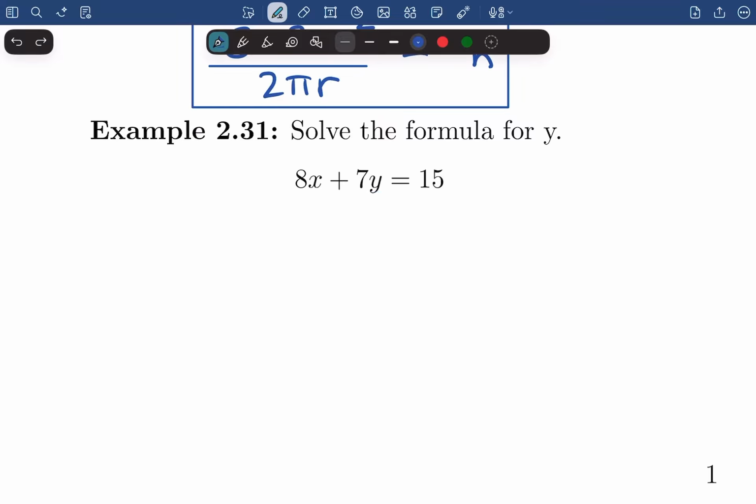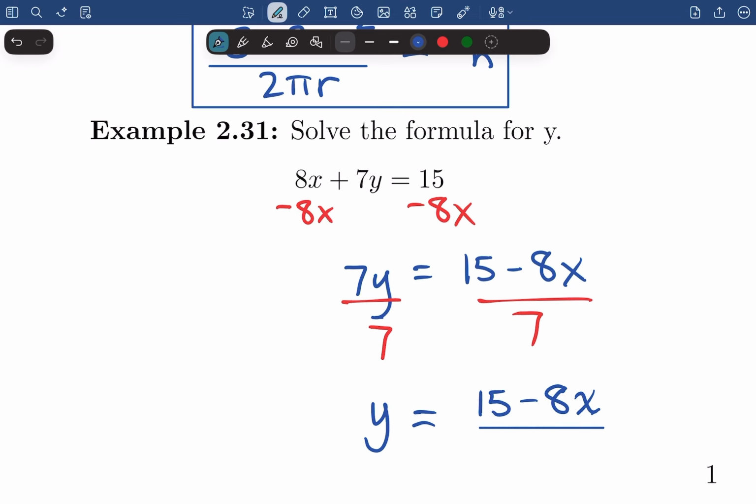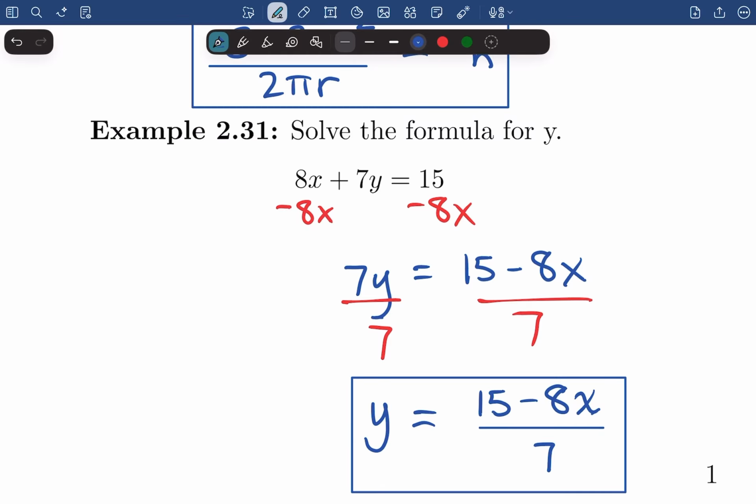Well, like we said in the last problem, we want to get any term that doesn't have y in it to the other side of the equal sign first. So I would subtract 8x from left to right. 7y equals 15 minus 8x. Next, I would divide by 7 since it's multiplying y. We find out that y is equal to 15 minus 8x divided by 7. We did it. We have solved for a specific variable in this formula.